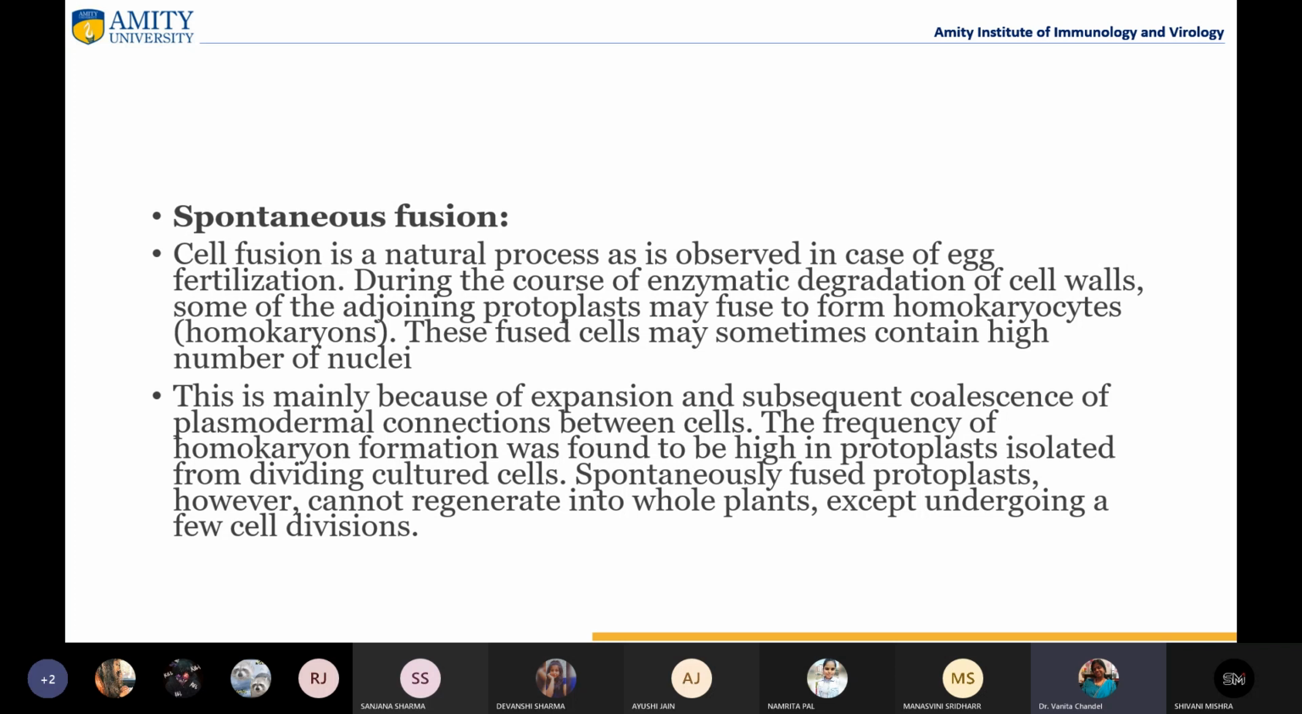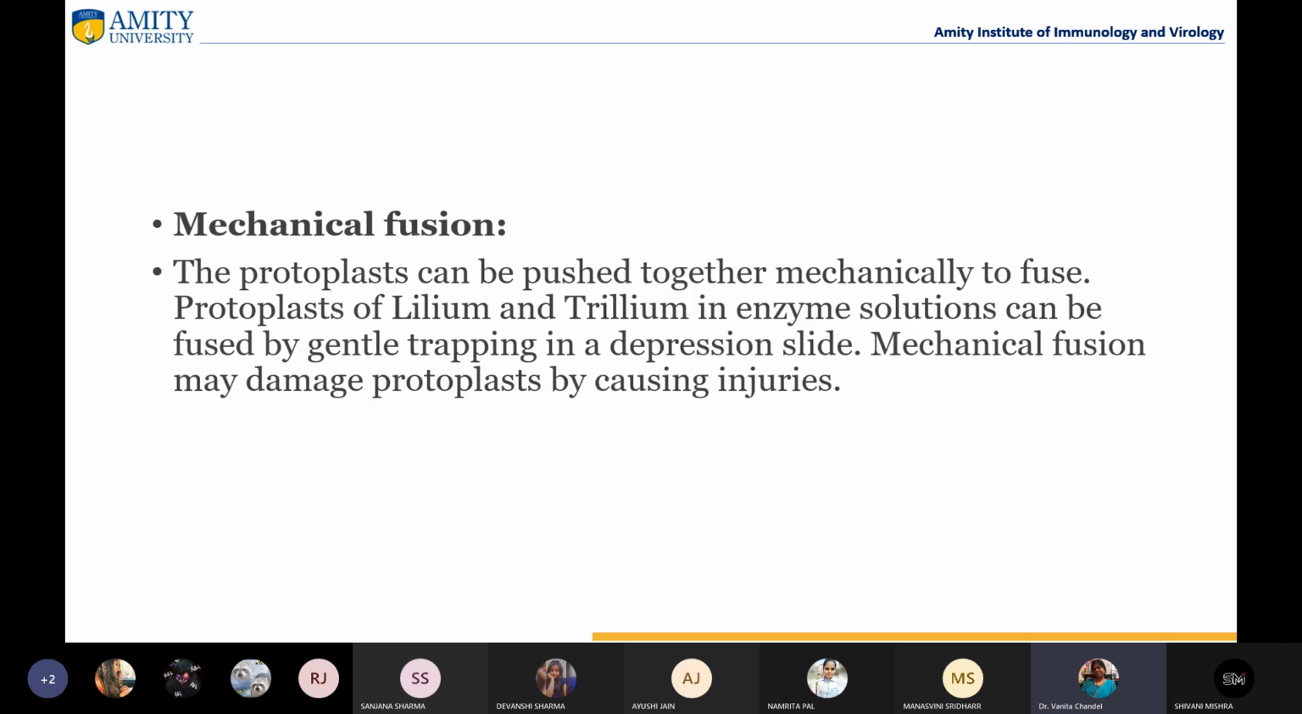The frequency of homokaryon formation was found to be very high in protoplasts isolated from dividing cultured cells. Now, spontaneously fused protoplasts, however, cannot regenerate into a whole plant except undergoing a few cell divisions. So we need to do something, right? A mechanical fusion or some other ways of fusion.